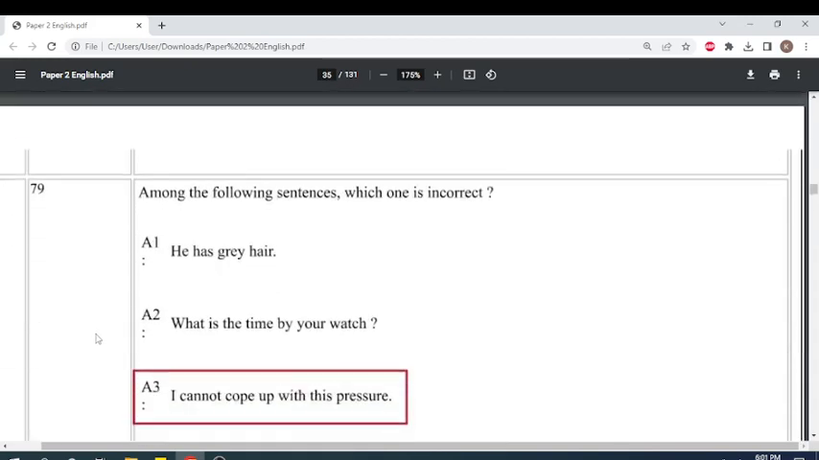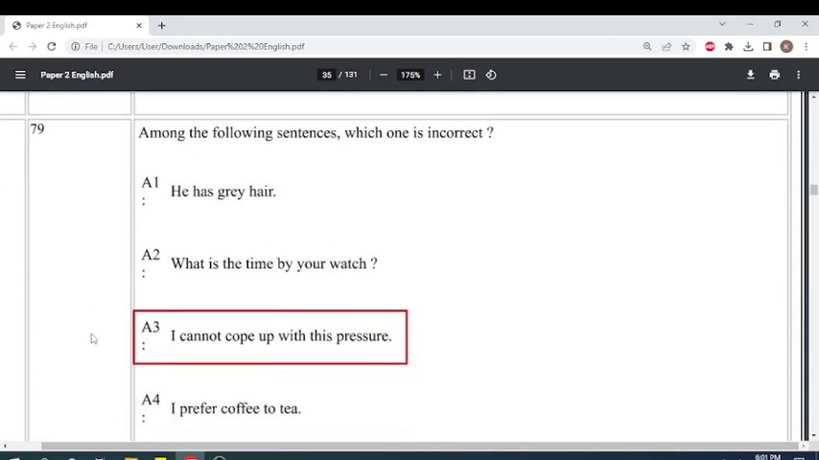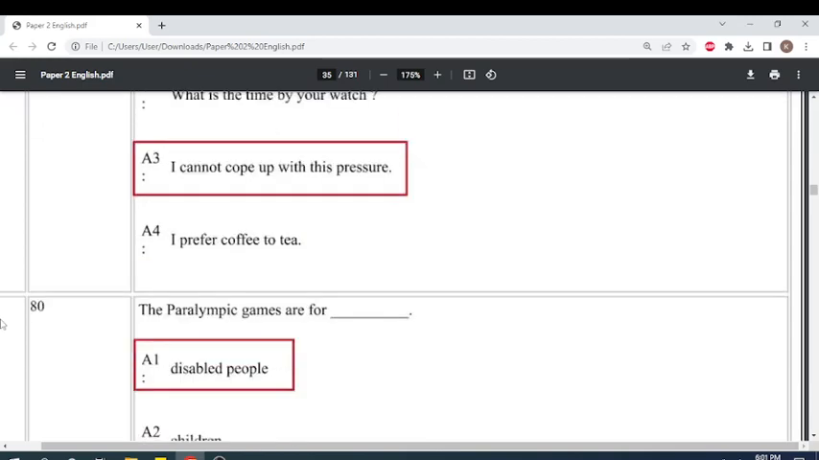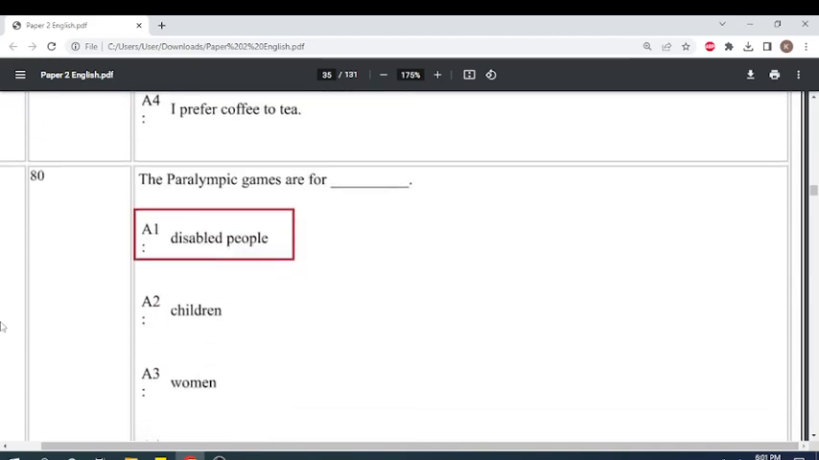79. Among the following sentences, which one is incorrect? Answer A3, I cannot cope up with this pressure. 80. The Paralympic Games are for dash. A1, disabled people.